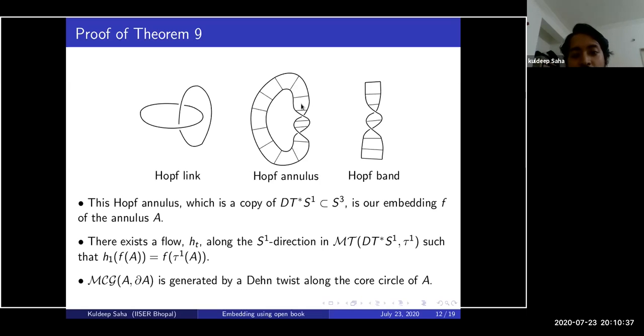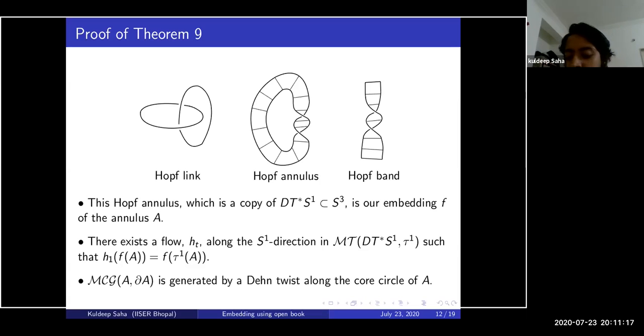If you take this Hopf annulus as your embedding of the annulus, then it lies as a page inside the mapping torus of the open book. In the S^1 direction of the mapping torus, if you go for time 1, you start from a page, go around and come back, and it induces one single Dehn twist. If you go k times, it induces the k-th power of the Dehn twist, and similarly in the other direction you can induce the negative powers. And we know that the mapping class group of the annulus is generated by a Dehn twist. So this isotopy gives us a flexible embedding of this annulus inside S^3.